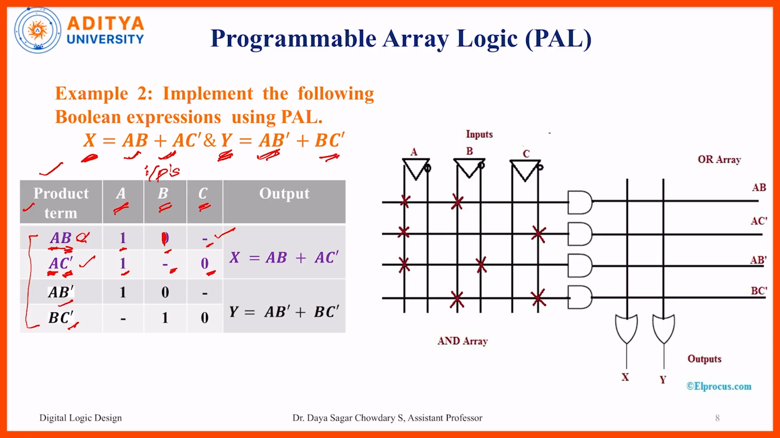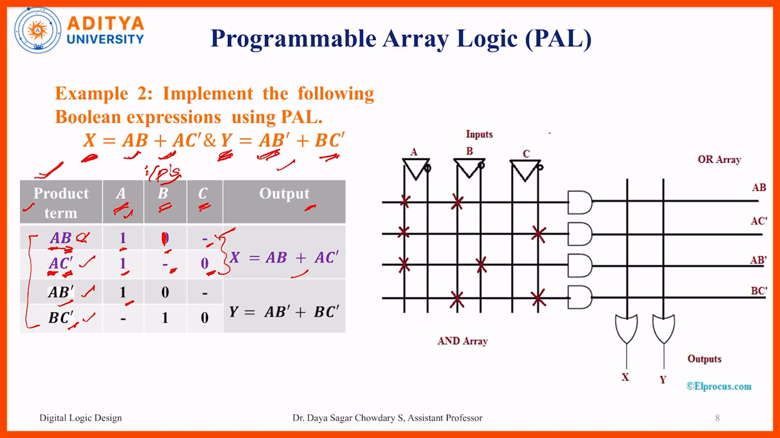Likewise for these 2 terms, the expression is X equals AB plus AC bar, and this is the output. So the PAL table contains the product terms, the inputs and the outputs. These 3 columns are the main ones we have to use in PALs. And again for the Y term, these 2 terms are there, with inputs A, B, C. So here the term is A, B bar.